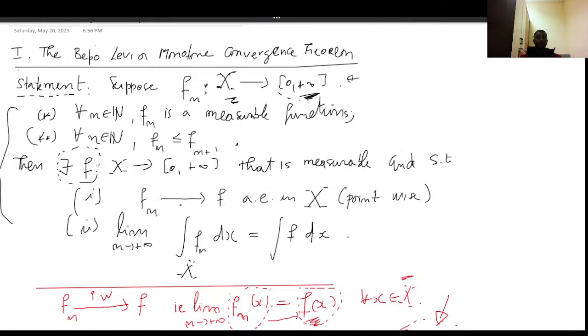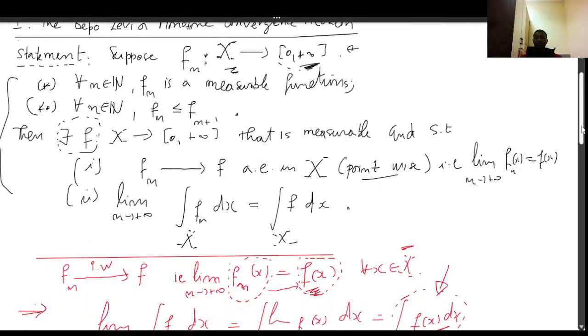First of all, the sequence fn converges to f almost everywhere in the set X, pointwise. Pointwise means you have the limit as n goes to plus infinity of fn of x equal to f of x for almost every x in capital X. That's what it means, pointwise almost everywhere. And then we also have that the limit as n goes to plus infinity of the integral of fn is equal to the integral of f. So this is important.